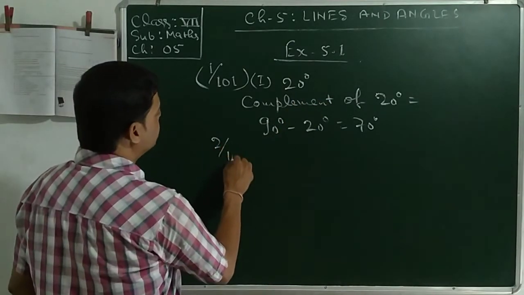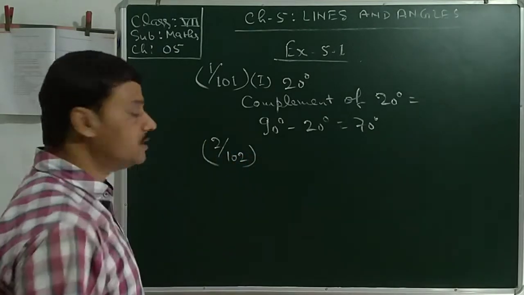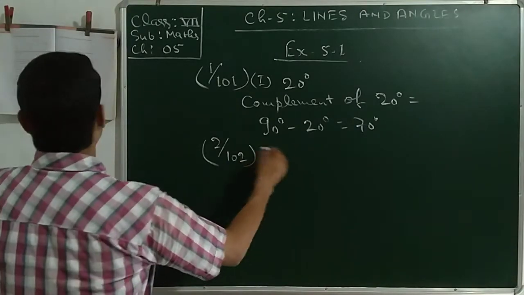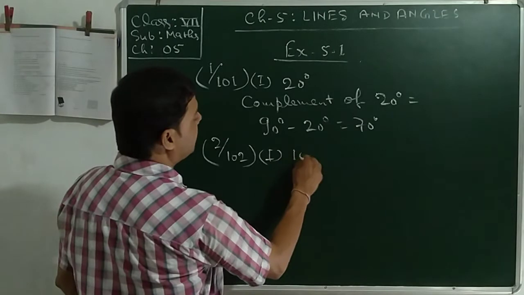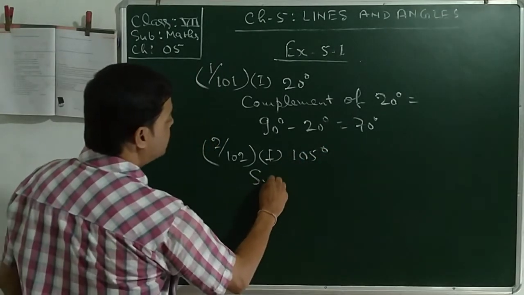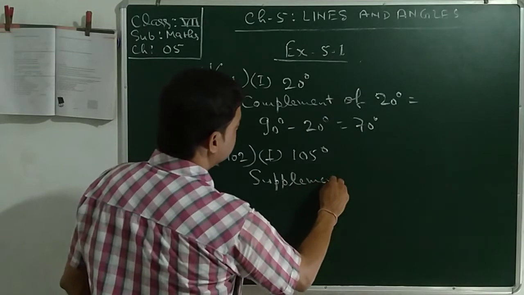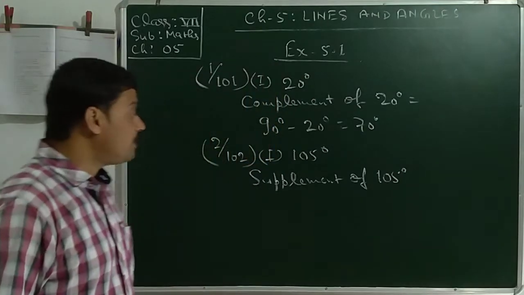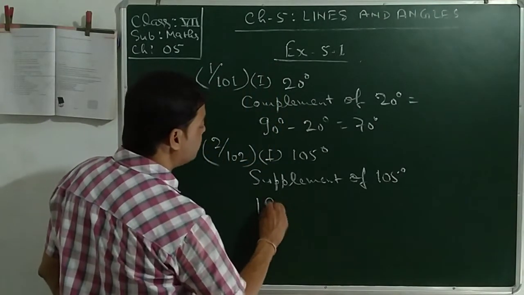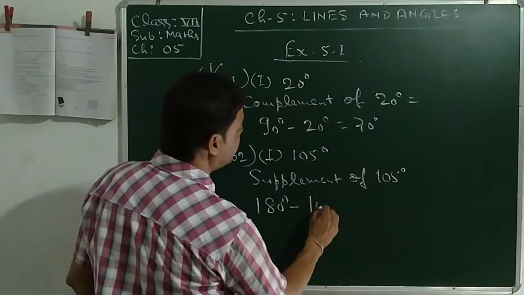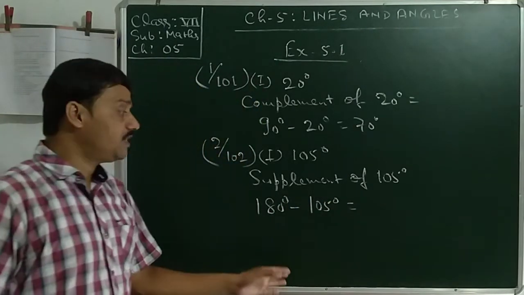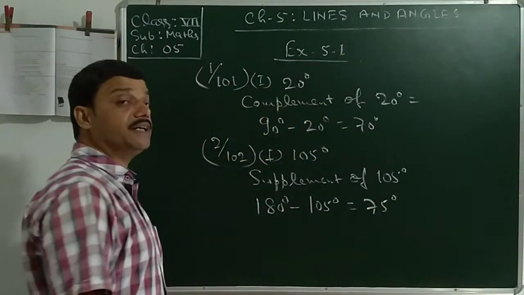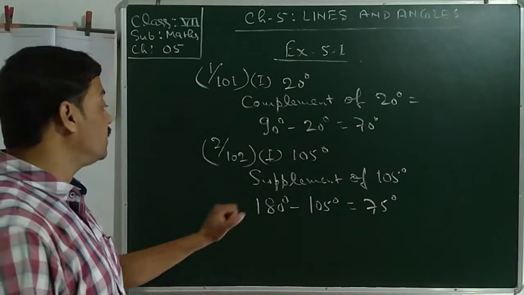Now come to the second sum, that is number 2, on page number 102. Find the supplement of each of the following angles, and the first one is 105 degree. The supplement of 105 degree will be, as I had explained you in the previous class, found by subtracting the given angle from 180 degree. So we will subtract 105 degree from 180 degree to get the supplement, that is 75 degree. In this way you can find the second and third yourself.